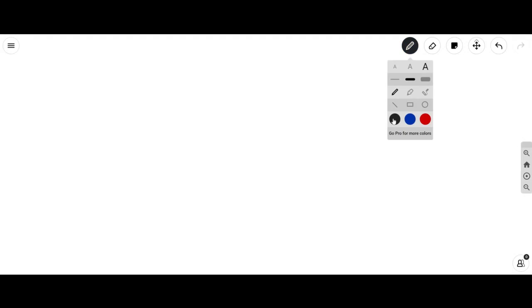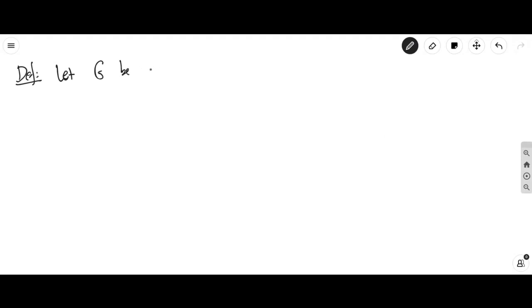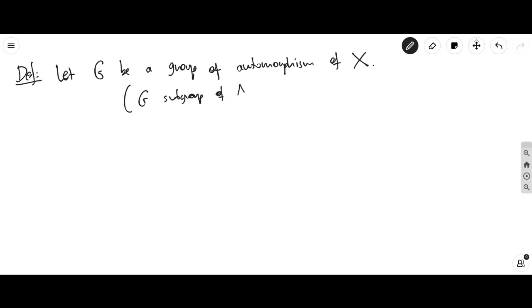Okay, so now let's introduce this definition. Let G be a group of automorphisms of X. So again, we're not saying that G is equal to the entire automorphism group. We're just saying that G is a subgroup of Aut X. So we're going to do X mod G.